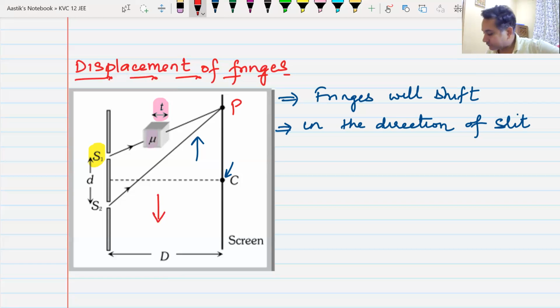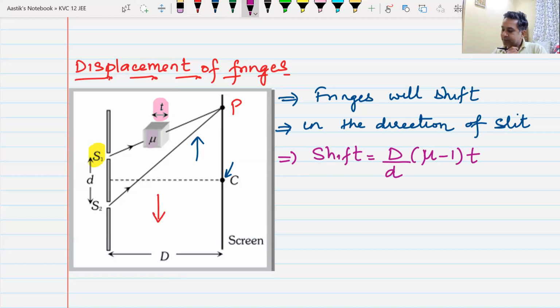Do we understand this? You have to understand how much is the shift. So you just have to remember this formula. The shift is capital D by small d into mu minus 1 times t. Capital D is the distance between the screen and the slits. Small d is the distance between the slits. Mu is the refractive index of the glass slab and t is the thickness of the glass slab. You can also write it as beta, which is the fringe width, divided by lambda into mu minus 1 times t.